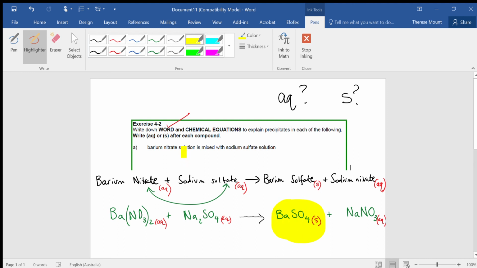So, have I covered everything? Write the word and chemical equation to explain the precipitates in each of the following. Write aqueous or solid after each compound. Yep, so these were in solution, so they were dissolved. I mixed them together and a solid was formed, and these stayed aqueous. So that is it for that one there. Have a go at doing the other ones, and if you need help, just let me know.